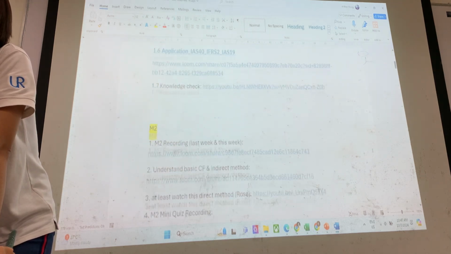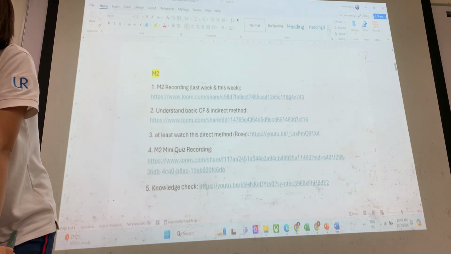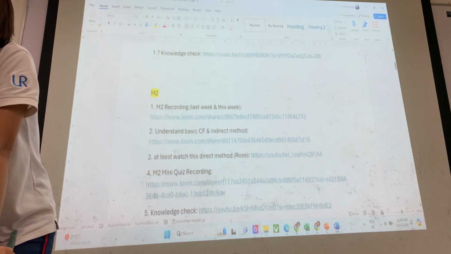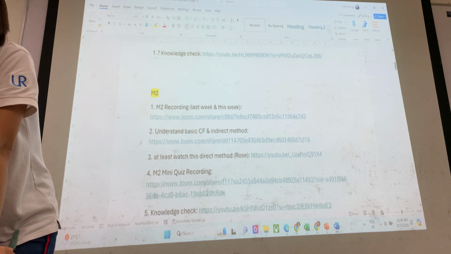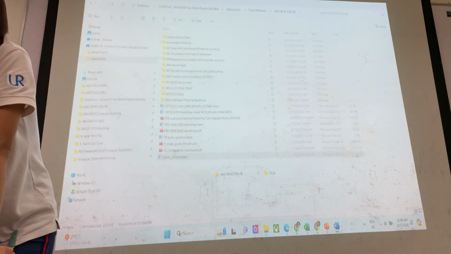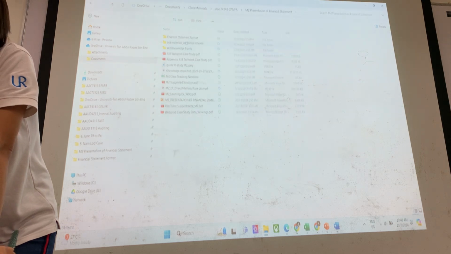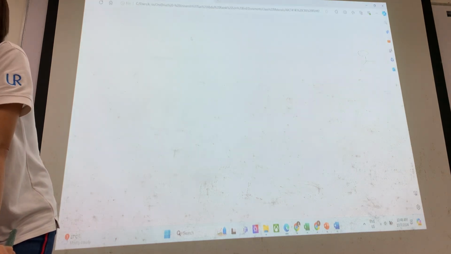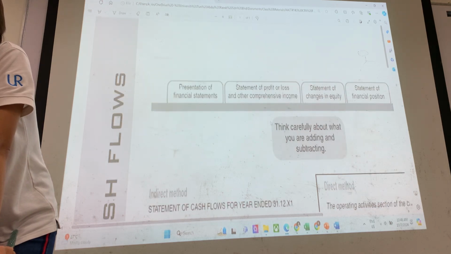Now, you can watch this to understand basic cash flow and the indirect method, but the more important one is actually the direct method for operating activities. So maybe I just brief you a little bit to refresh your memory, assuming that you cannot remember already. Now, cash flow is like this. I will just tell you a couple of things.